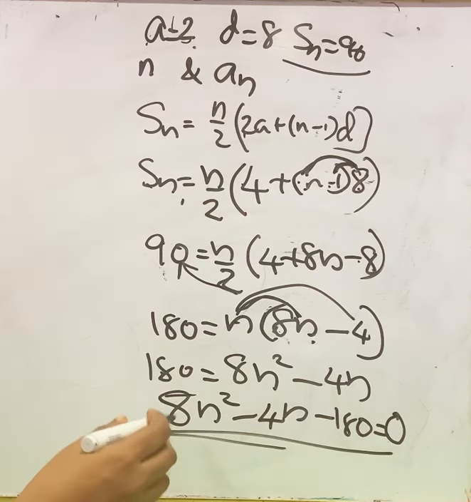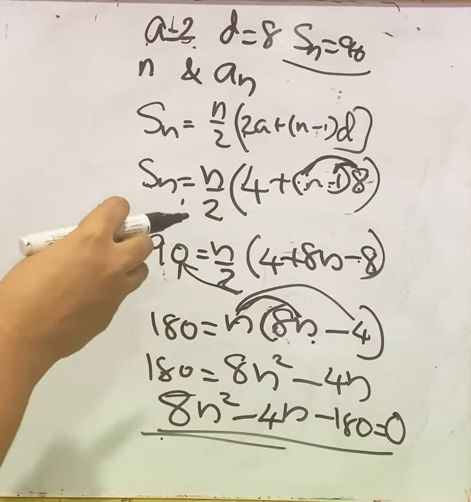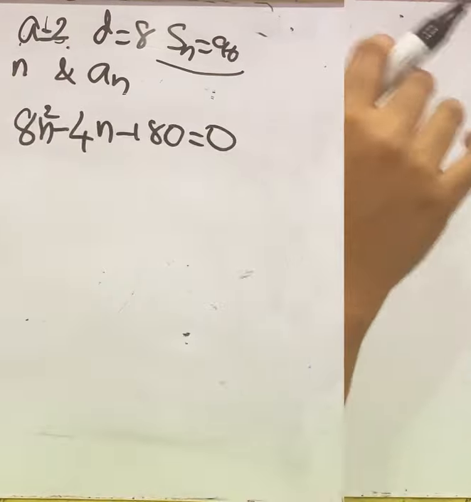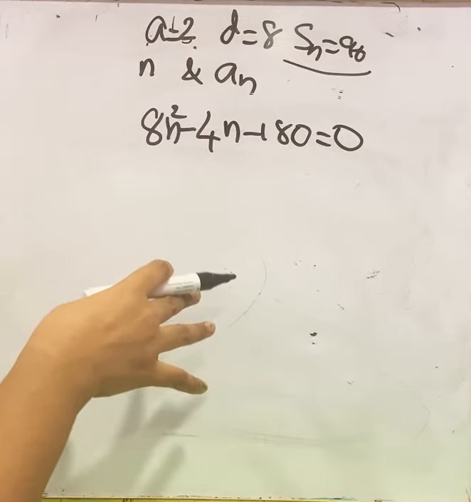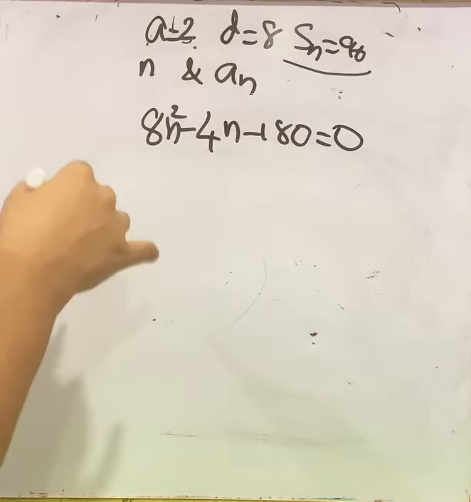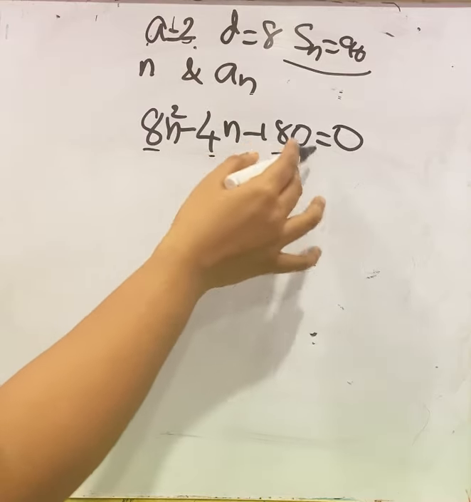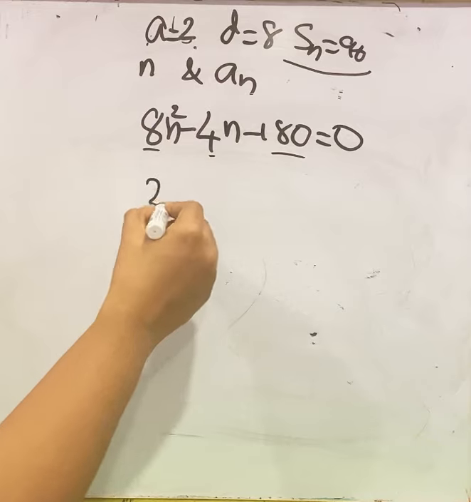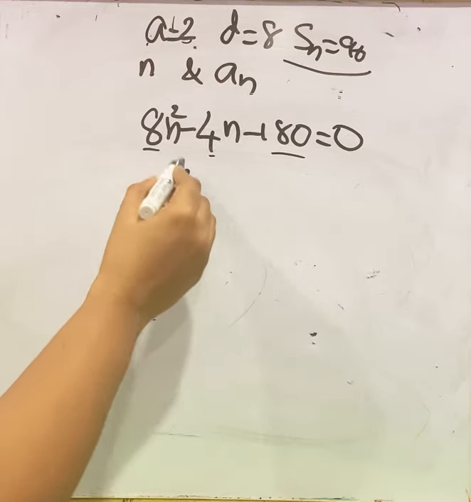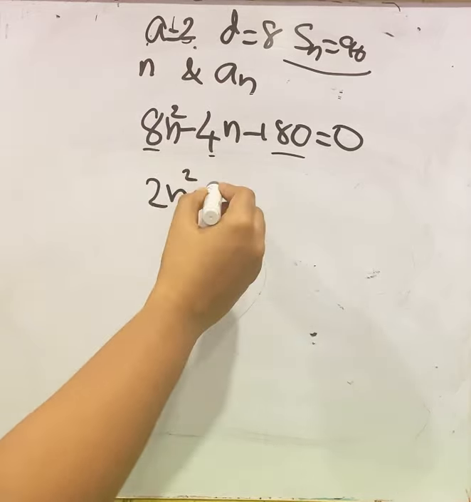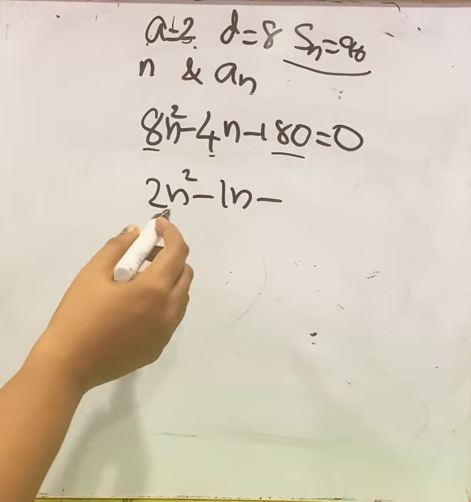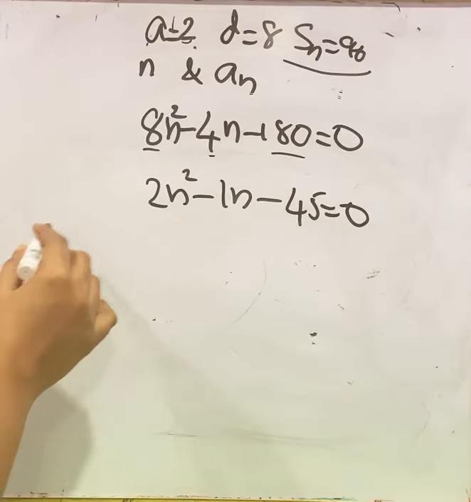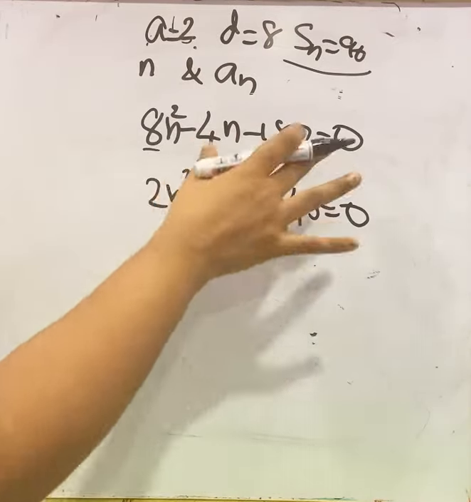This is a quadratic equation. From this, you have to do the middle term splitting method. Then you will get the value of n. So you have already learned the middle term splitting method. Before that, we can change this to least form. That is, in 8, 4 and 180, we have 4 as the common factor. So 4 2s are 8, so 2n square minus 4 ones are 4, so 1n minus, in 180, when you divide by 4 you have 45 equal to 0. This is the least form of this quadratic equation.